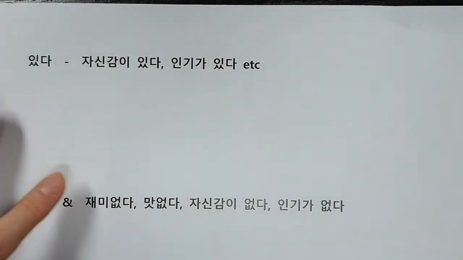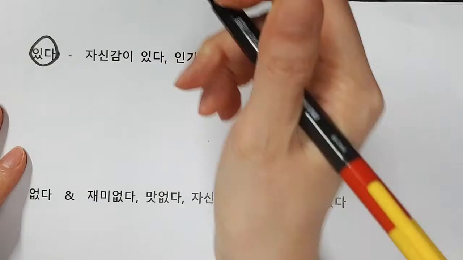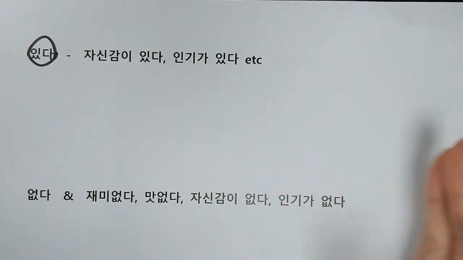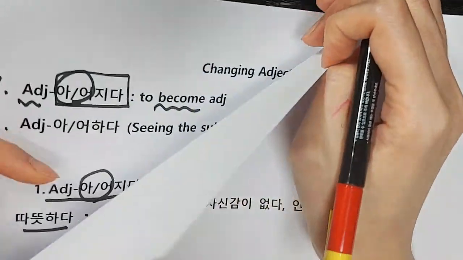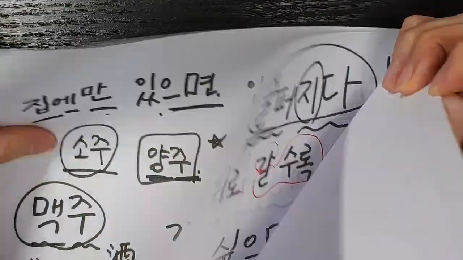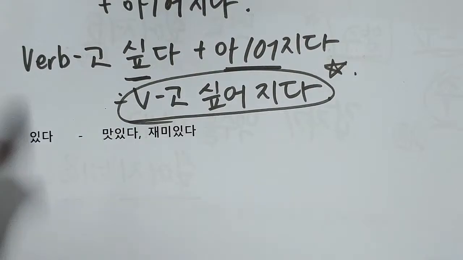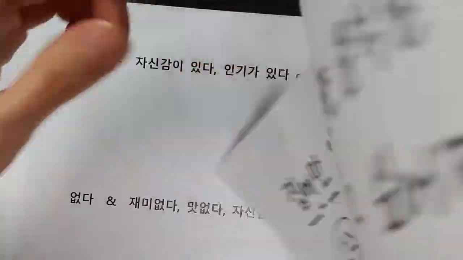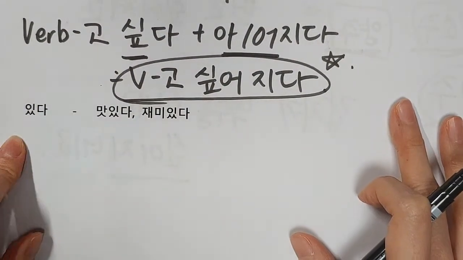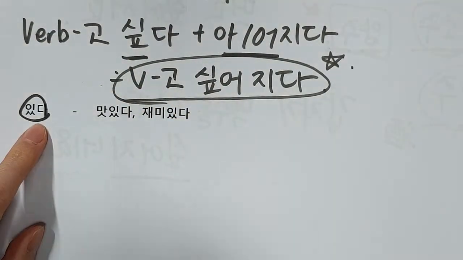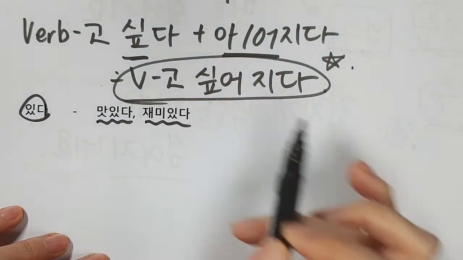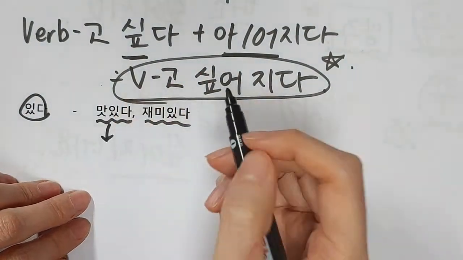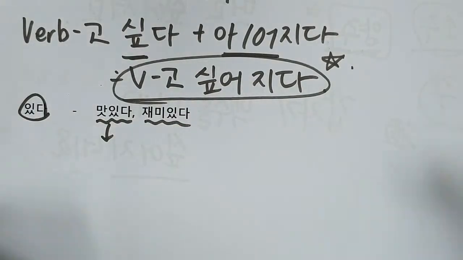Okay, and moving on to a more trickier part, guys. There are many adjectives that have 있다 in it, right? 있다. So, 잠깐만. Wait. Sorry. Oh, right. It's actually here. It was actually on the other side of this paper. I completely forgot about this part. But there are many adjectives that have 있다 in it. The two most common ones being 맛있다 and 재미있다, right? So 맛있다 means to be delicious and 재미있다 means to be fun.